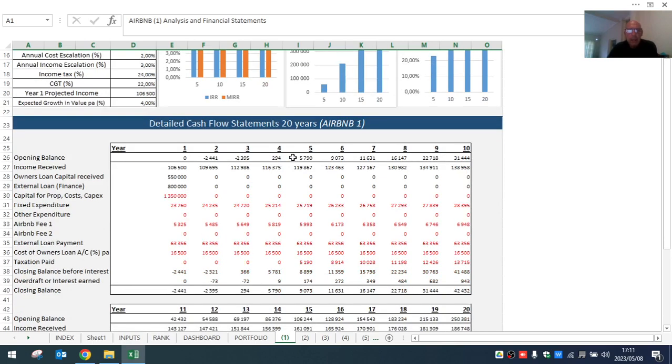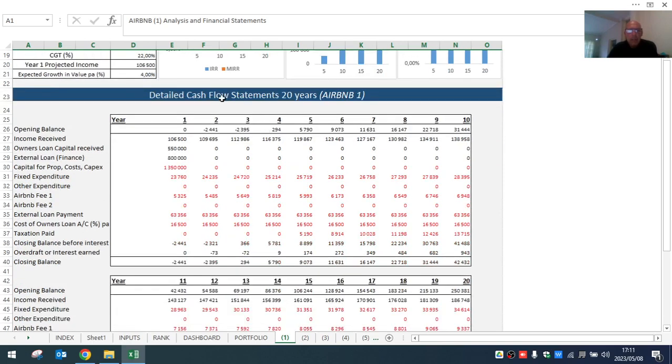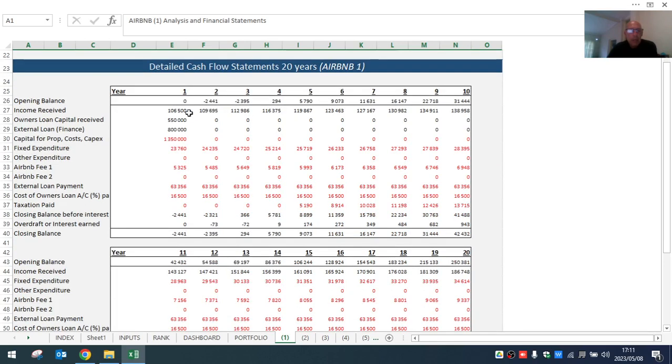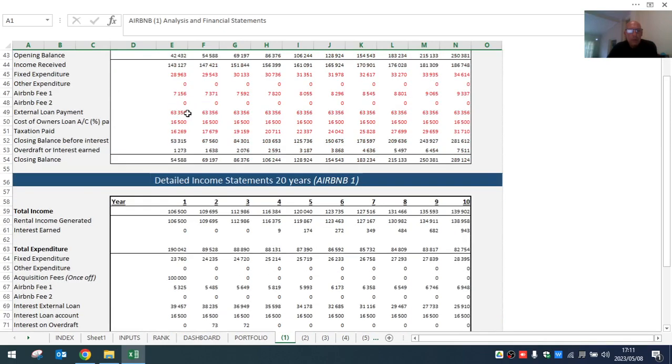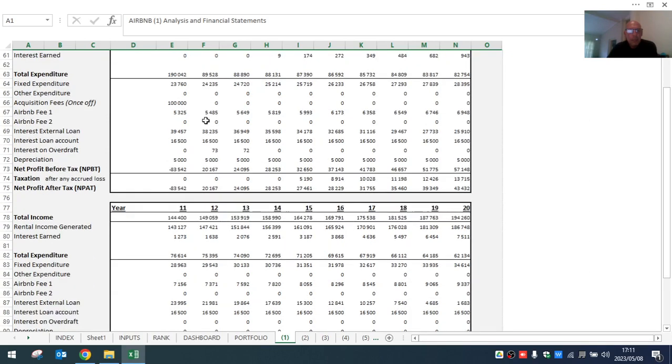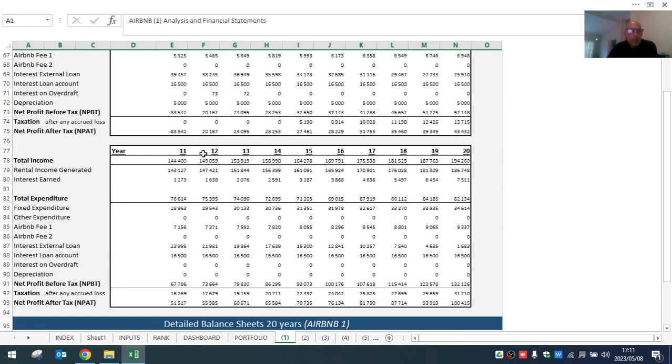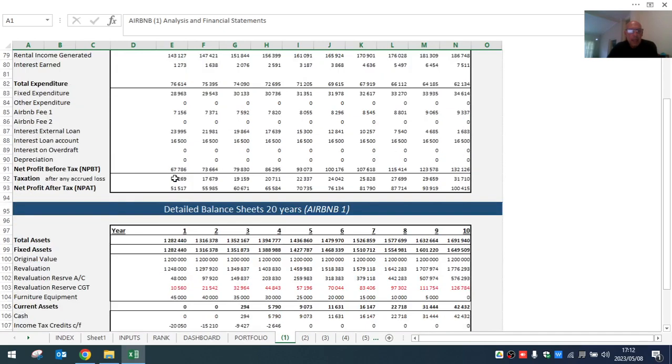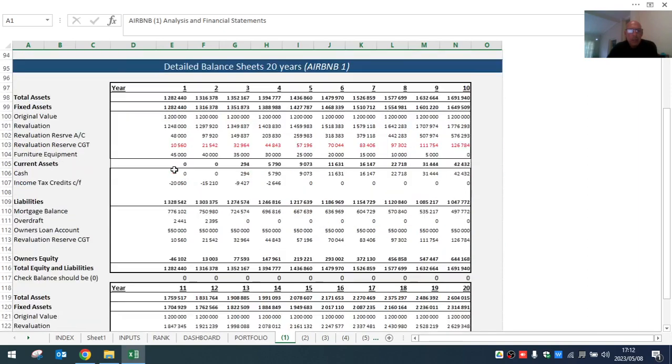Now, each Airbnb will have 20 years of annual cash flow statements. You'll scroll down, you'll see your various income statements for 20 years. Your taxation has been included. Everything is easily understandable.